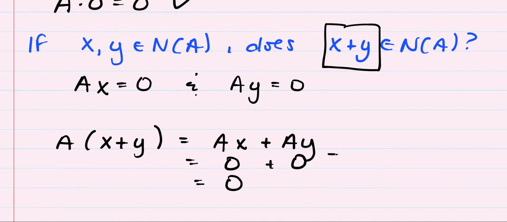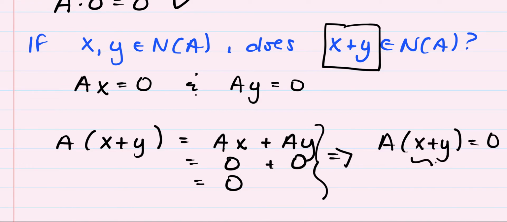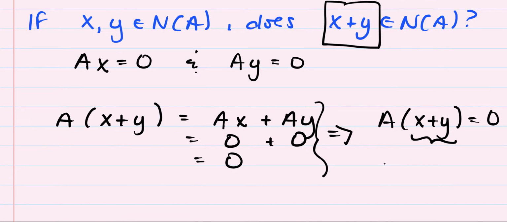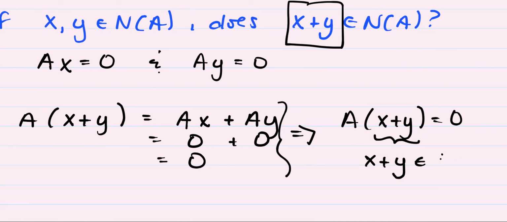So we can see that A applied to x plus y is equal to 0. So this is a solution to A times a vector is equal to 0. So this tells me that x plus y belongs to the null space.